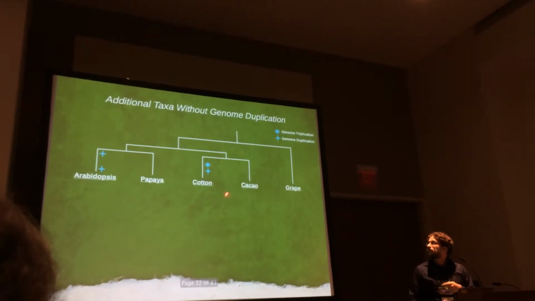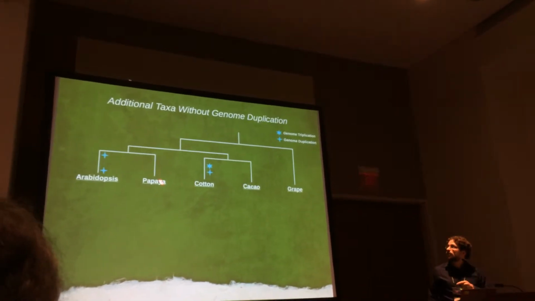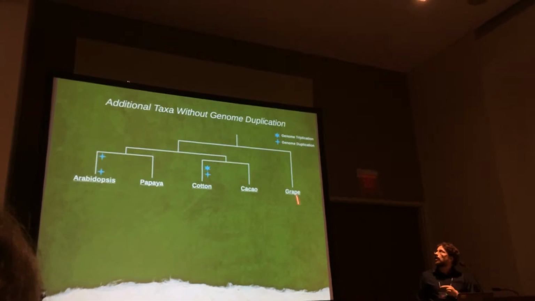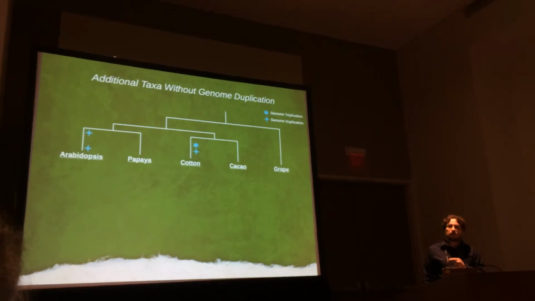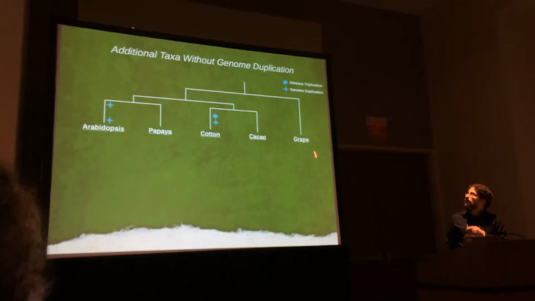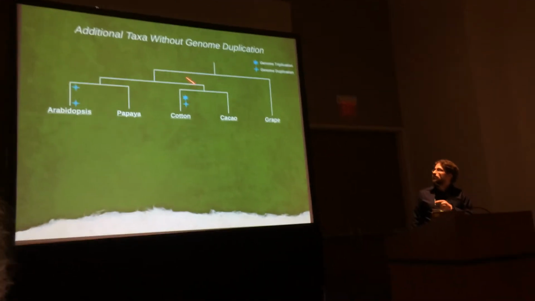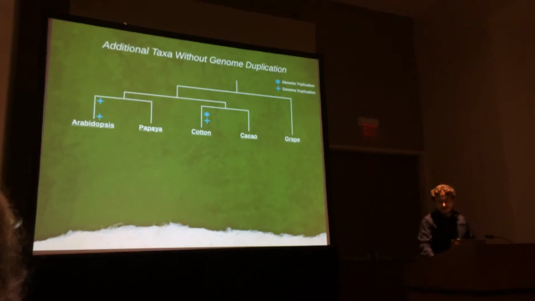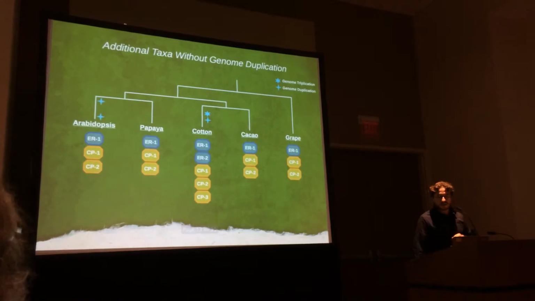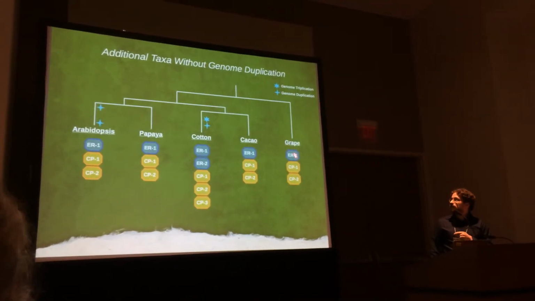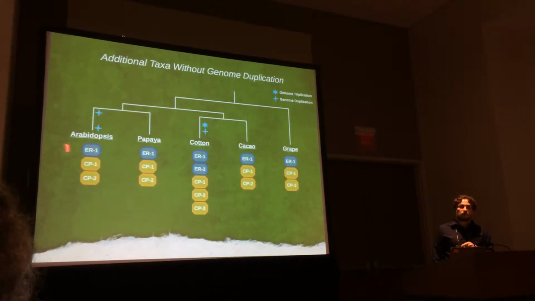We need to fill out this space with taxa that don't share duplications. So we added data from papaya, cacao, and grape, all of which have no whole genome duplication since their most recent common ancestor, and they cover a pretty broad range. This node is about 130 million years old, and we've got about 60 million here and 80 million there. We identified the corresponding genes in these taxa, and we find three of them in all the genomes without duplication, in addition to the ones already identified.